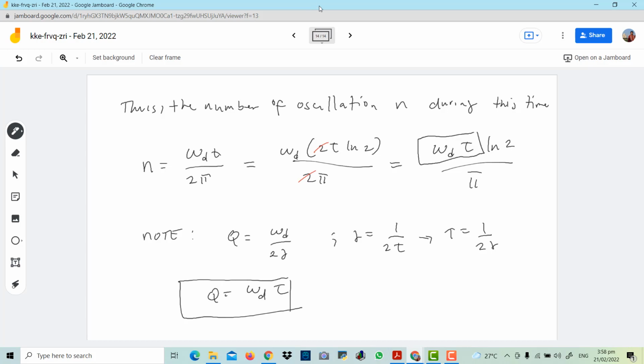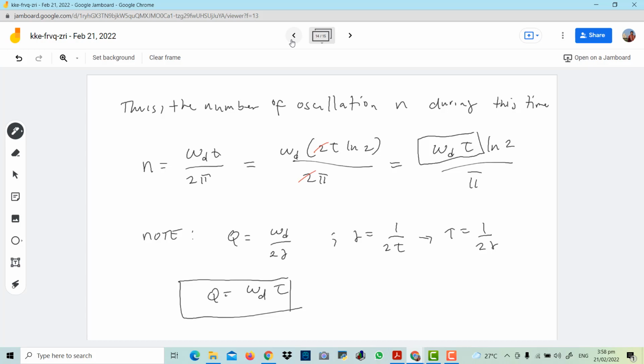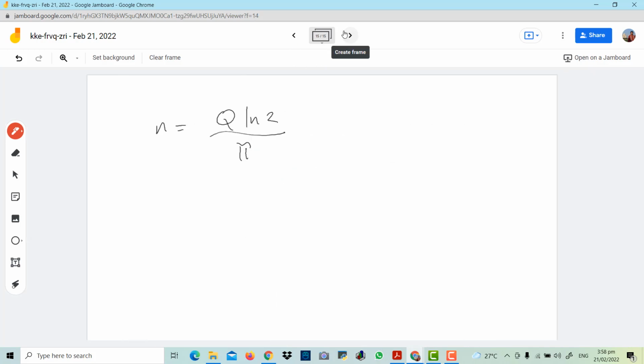Okay? So the number of oscillations can be expressed in terms of the quality factor too. Your n, the number of oscillations, can be written in terms of the quality factor as Q ln of 2 over pi. Take note, omega d tau is just equal to the quality factor Q. So that's why you can express the number of oscillations n equal to Q ln of 2 over pi.